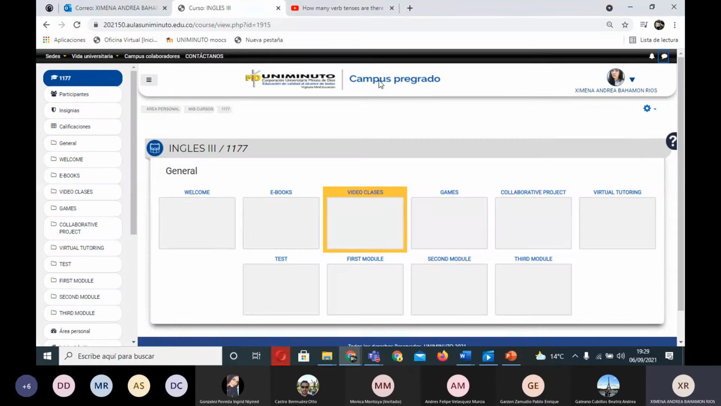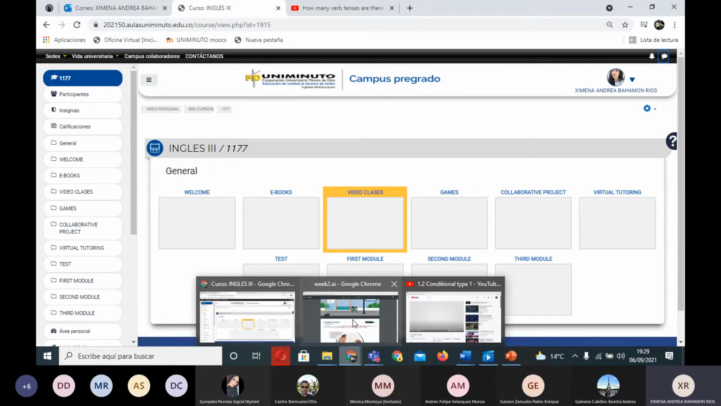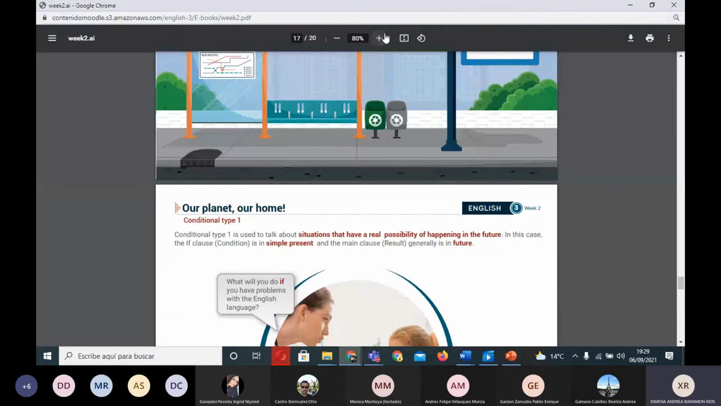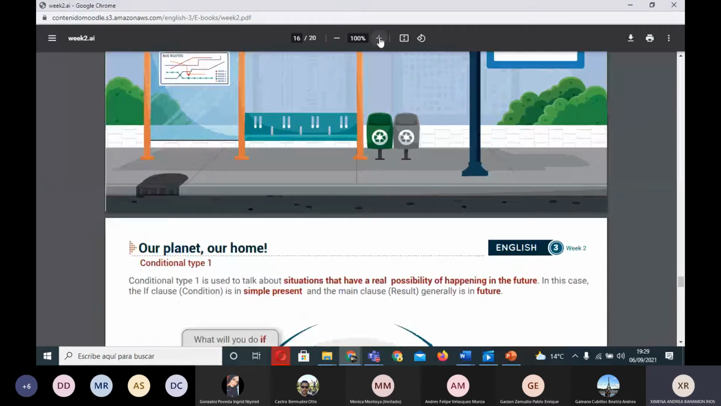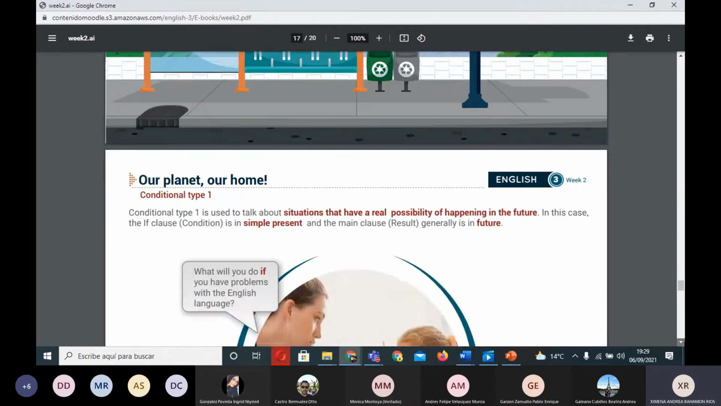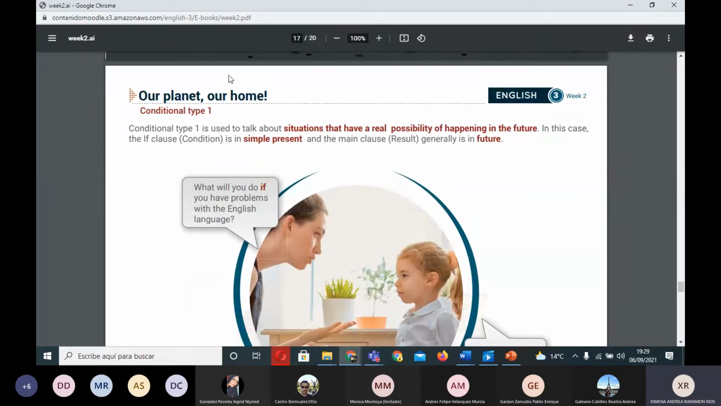So let us focus on the grammar that we had for this week. When checking the messages that I sent this morning, I told you to start working on unit 1.2 and to verify the messages and situations that you have there. And what you could see, if you already looked for the information, is that in this unit 1.2 we are going to talk about conditional type 1.